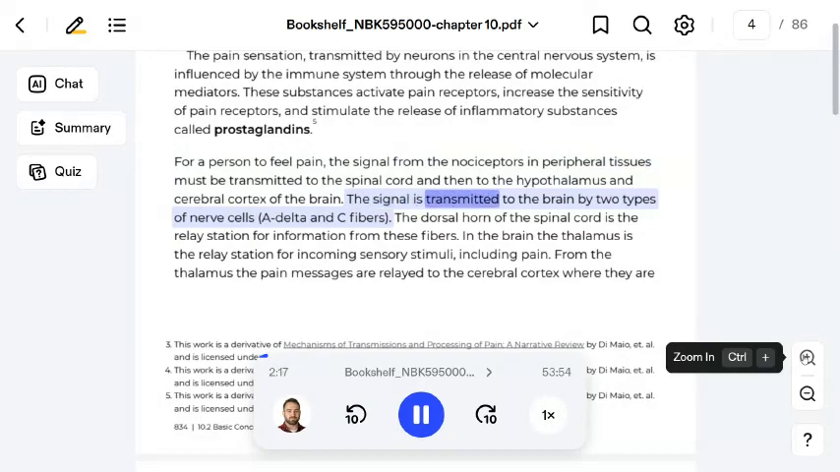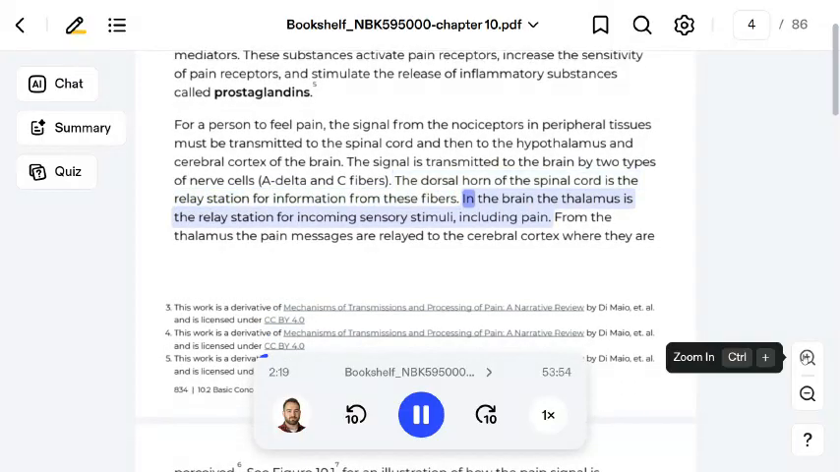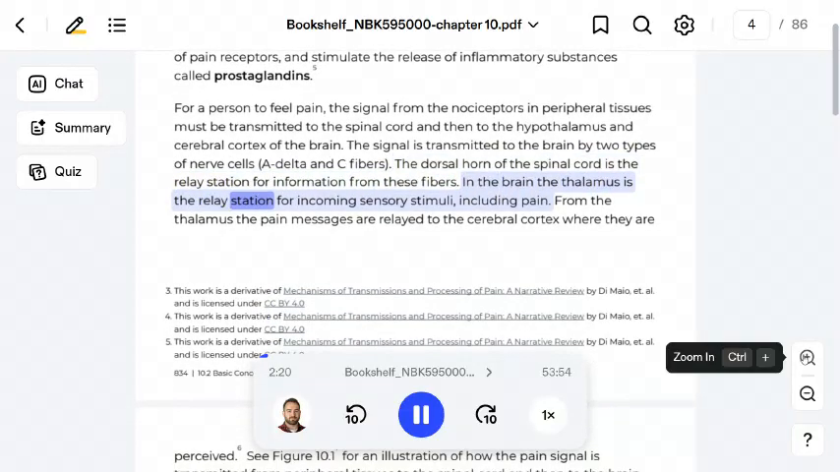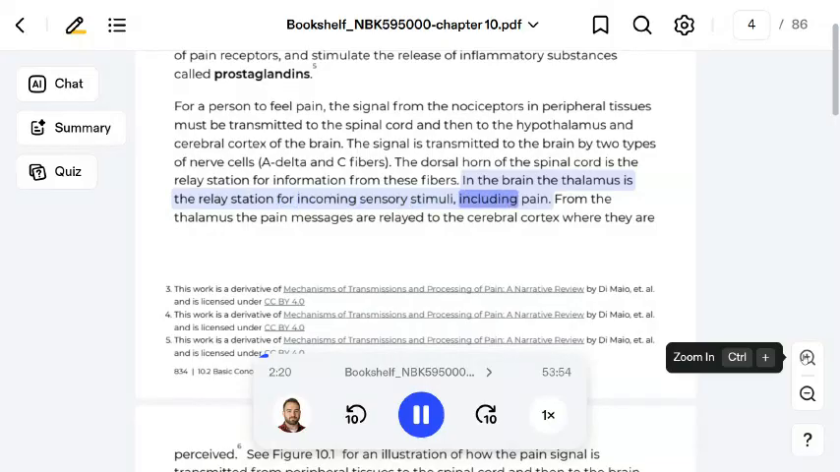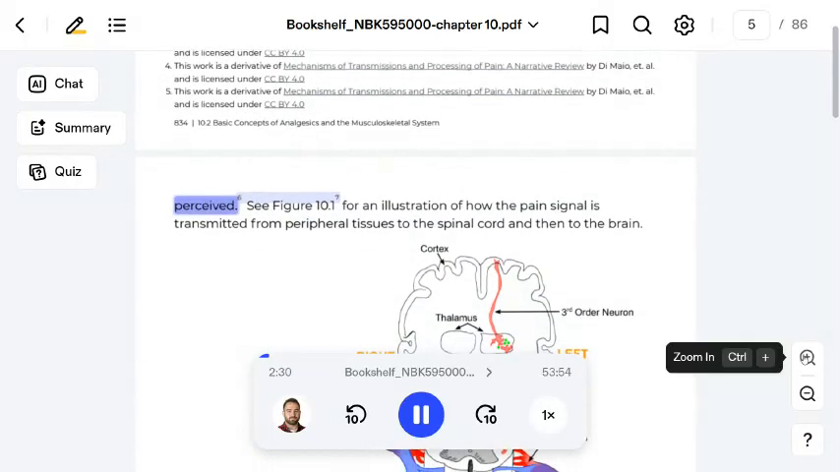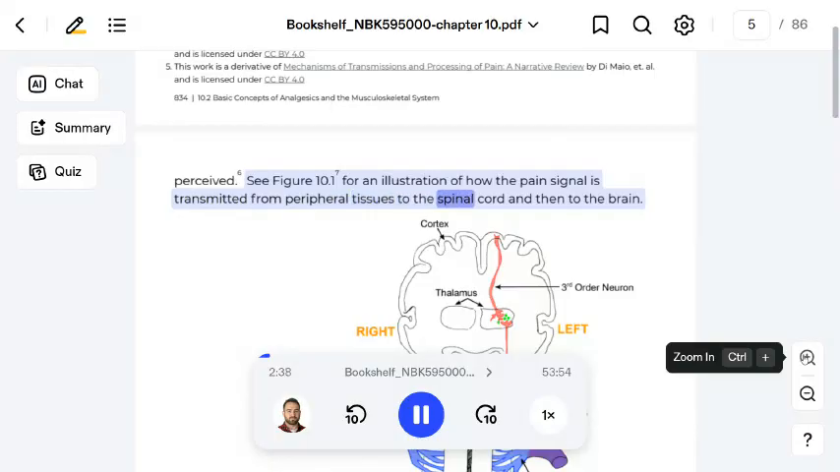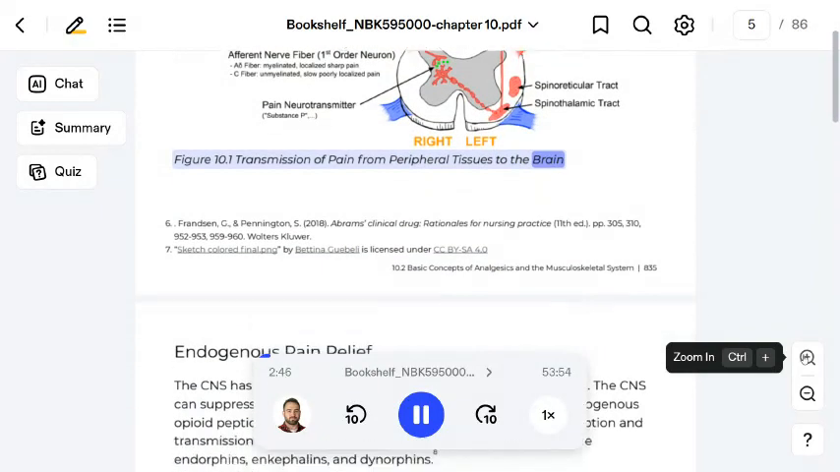The signal is transmitted to the brain by two types of nerve cells. The dorsal horn of the spinal cord is the relay station for information from these fibers. In the brain, the thalamus is the relay station for incoming sensory stimuli, including pain. From the thalamus, the pain messages are relayed to the cerebral cortex where they are perceived. See Figure 10.1 for an illustration of how the pain signal is transmitted from peripheral tissues to the spinal cord and then to the brain. Figure 10.1 Transmission of pain from peripheral tissues to the brain.